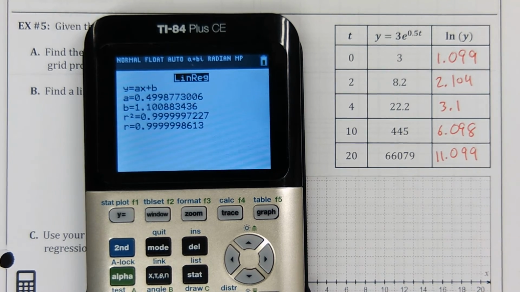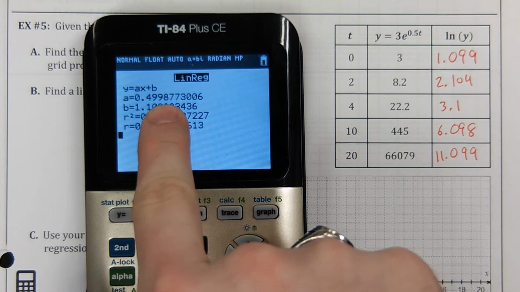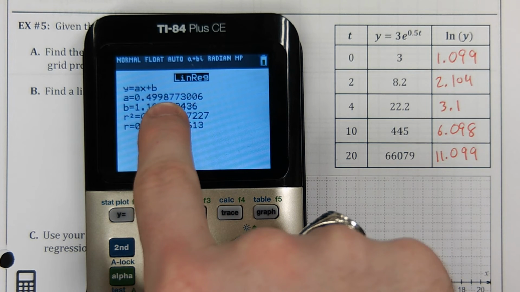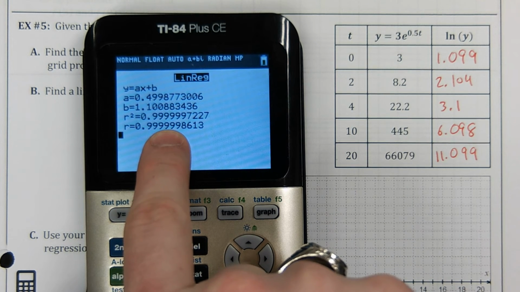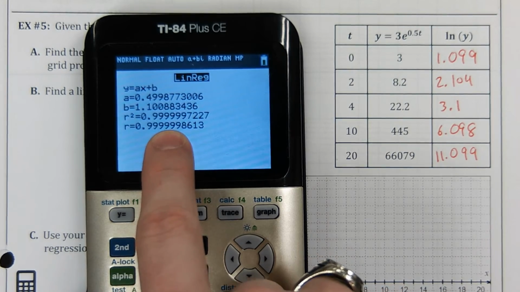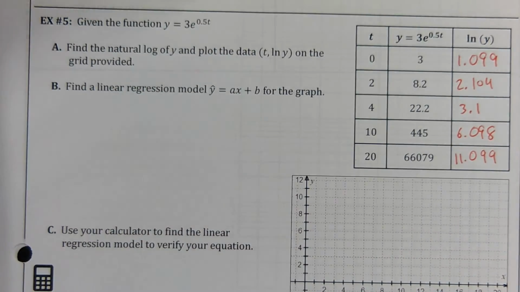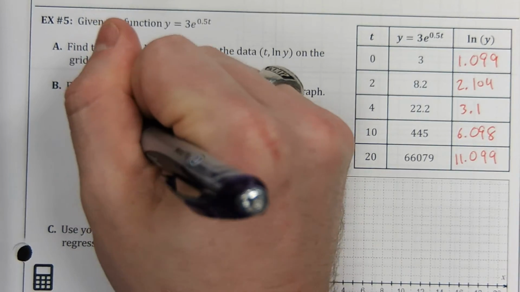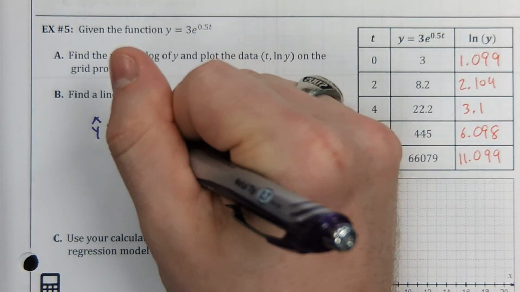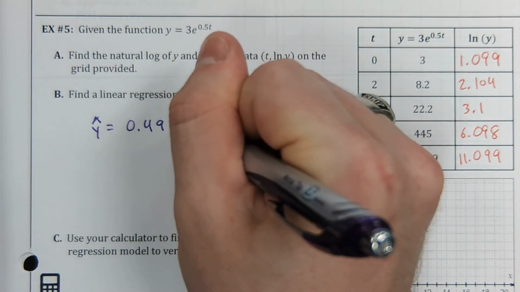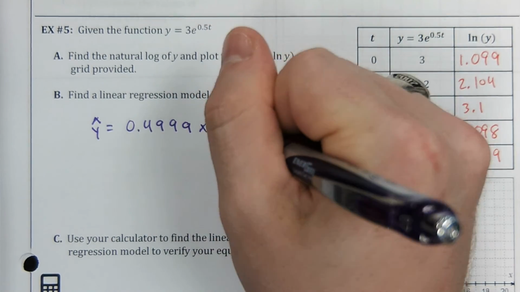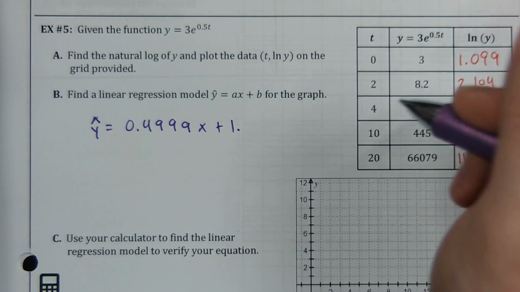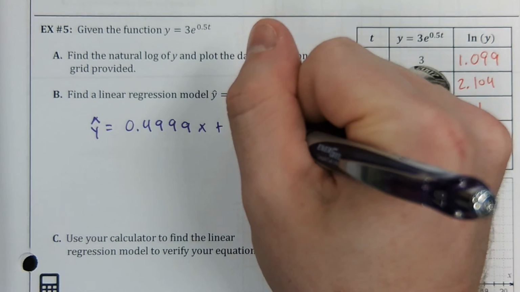And hey, remember what I said the average rate of change was? I said it was 0.5. Look at this thing's slope. It's almost exactly 0.5. I mean, look at these regression numbers. It's almost perfect linear regression. Almost perfect. Y hat is 0.4999. I'm going to go out to 4 decimals x plus about 1.101.